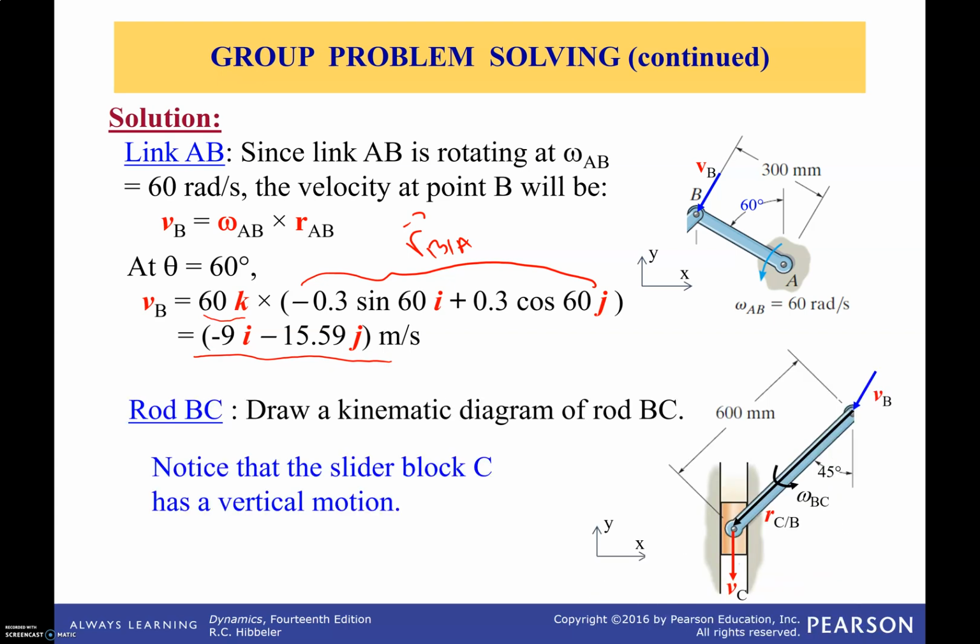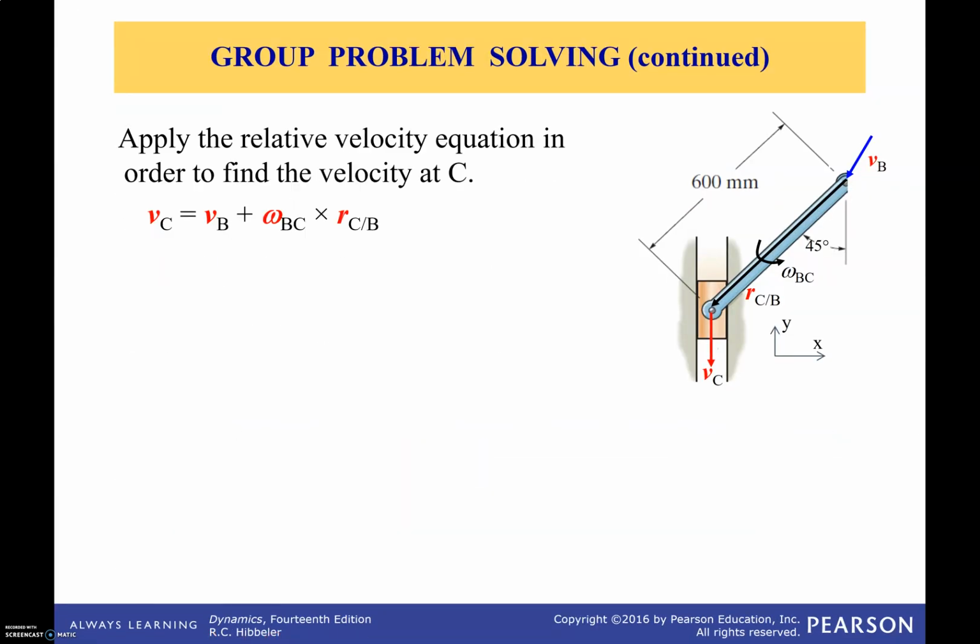So now I need to look at the velocity of C. And for that, I need to look at this as a translation plus a rotation. So I write my equation. The velocity of C, which is this point here, is equal to the velocity of B, which we calculated in the previous slide, plus the rotation of C relative to B, right? So rotation of this point relative to B. And that gives us a new angular velocity.